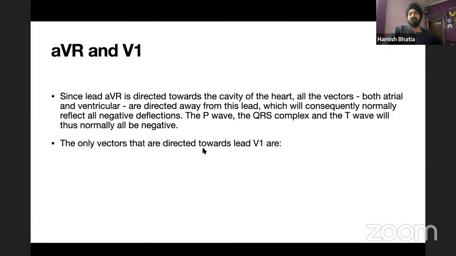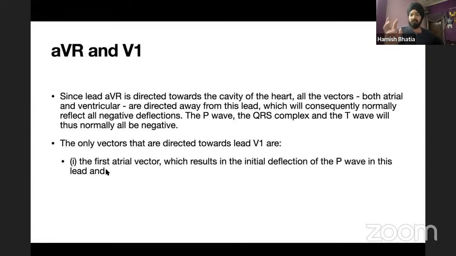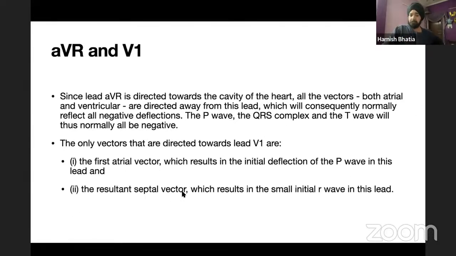Now, if you talk about lead V1, the direct vector which is directed to V1 is the first atrial vector. That is why it will give a positive P wave, and the septal vector, which is the small initial R wave, is also positive here. So in lead V1, you'll get a positive P wave, a small positive R wave, and then a big negative S wave, and then the T wave will also be negative. So in V1, only P wave and R wave are positive, and then it's all negative. In AVR, everything is negative.